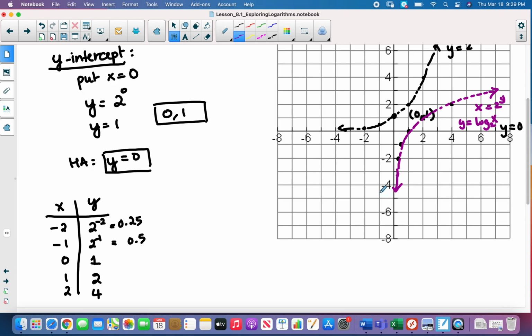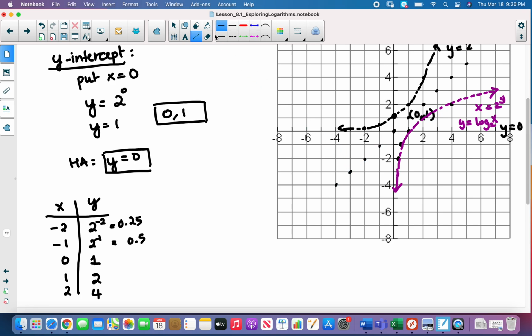Okay. And for a function and its inverse, the axis of symmetry is the line y equals x. So I can just draw that here just to show you. So y equals x would be when x is 0, y is 0, when x is 1, y is 1, x is 2, y is 2. So these are the points for the equation of the line y equals x.